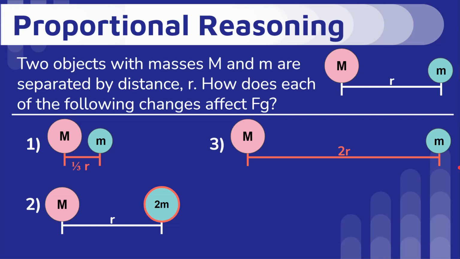All right, so let's try just a few more examples. It says 2 objects with masses big M and little m are separated by distance r. How does each of the following changes affect Fg? Okay, so here's my original initial picture, and then here's the change. Number 1 says we have 1/3 the distance between them. So what would that do to Fg if you had 1/3 the distance? First, let's start here. If you bring them closer together, are you going to have more or less Fg? More. Okay, cool. How much more? 3 times. Not 3 times. 1/3 more.